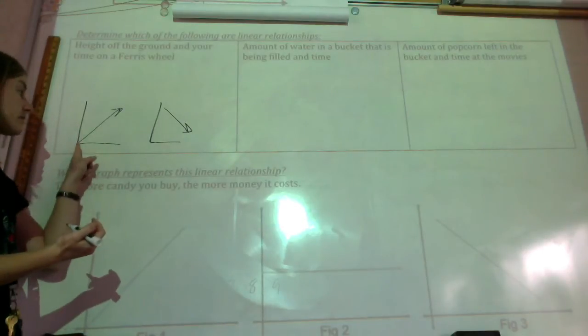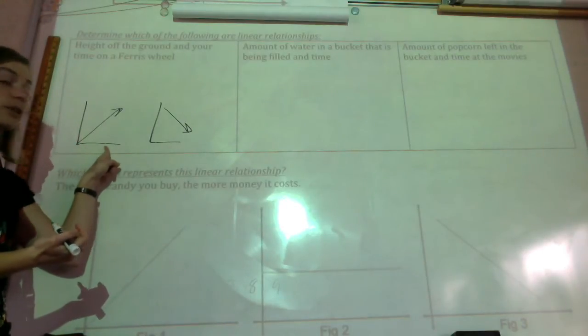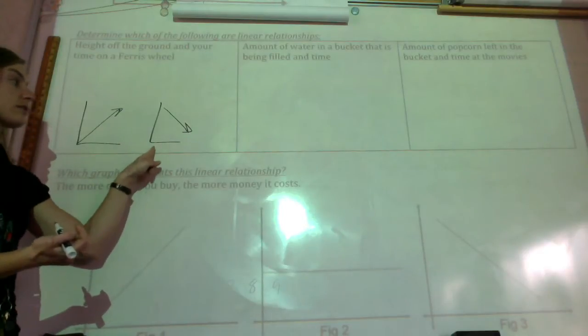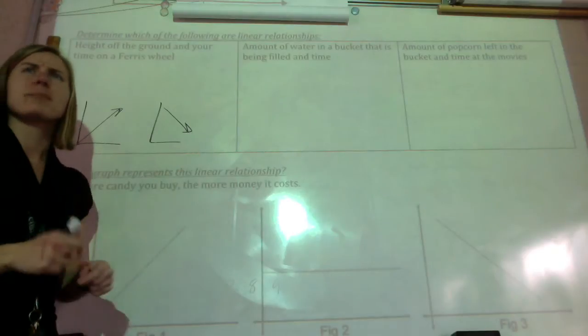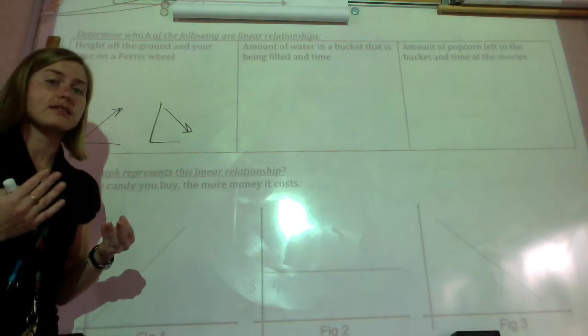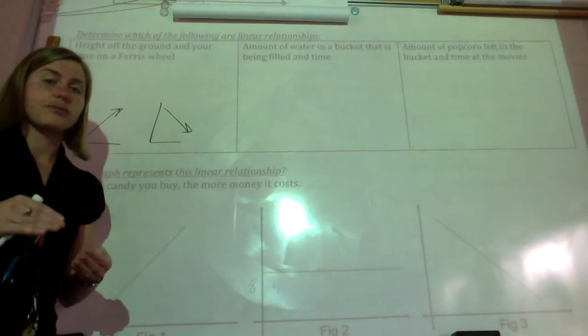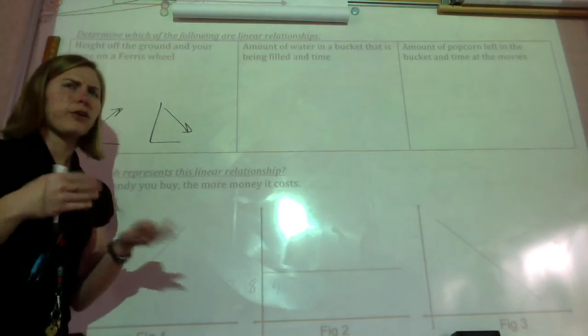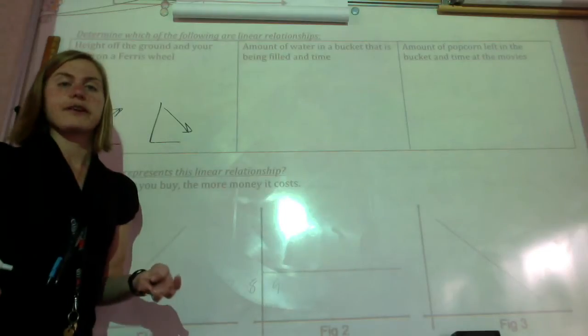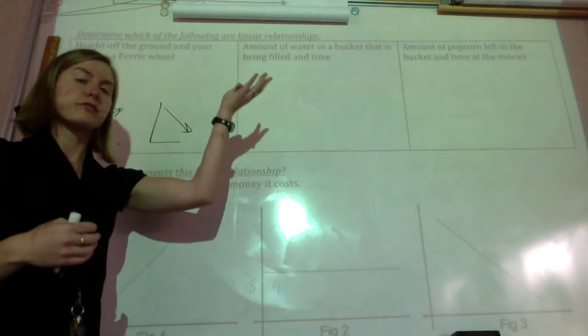Is there always a consistent pattern that the longer I'm on the Ferris wheel, the higher I'm going to be? Or is there a consistent pattern that the longer I'm on the Ferris wheel, the lower I'll be? Well, maybe for the first 2 seconds, but then it always goes back down, right? Because it goes around and around and around. So no, if I spend 3 hours on a Ferris wheel, it doesn't mean I'm going to be hundreds of miles up.